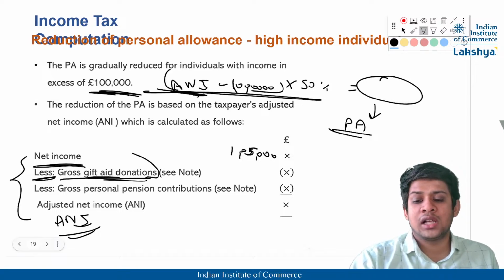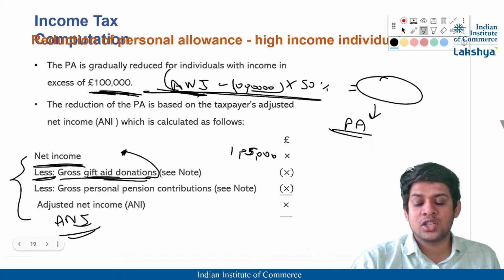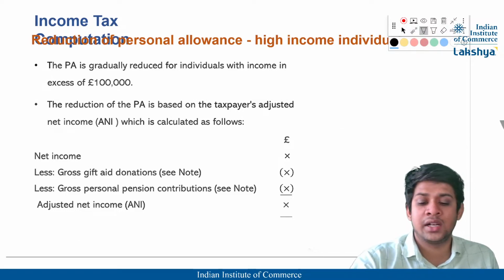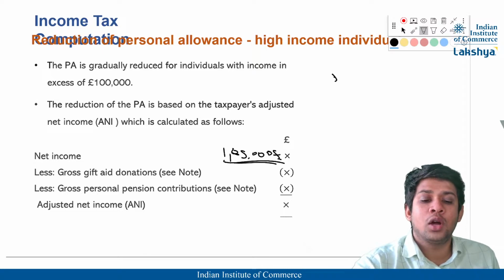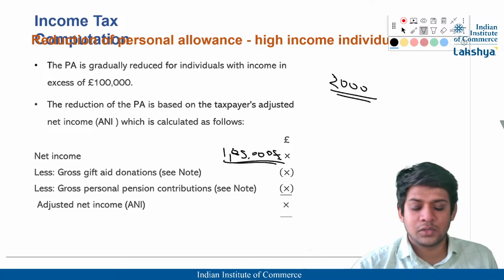Gift aid donations are like a charity made as per the gift aid scheme, like you're gifting something to the poor children or anything. So it is a charity made under the gift aid donation scheme. Let me restate it. Maybe say your net income is 1,05,000 pounds. Maybe you wanted to contribute 2,000 as a charity so that your income reduces and you probably pay less tax.